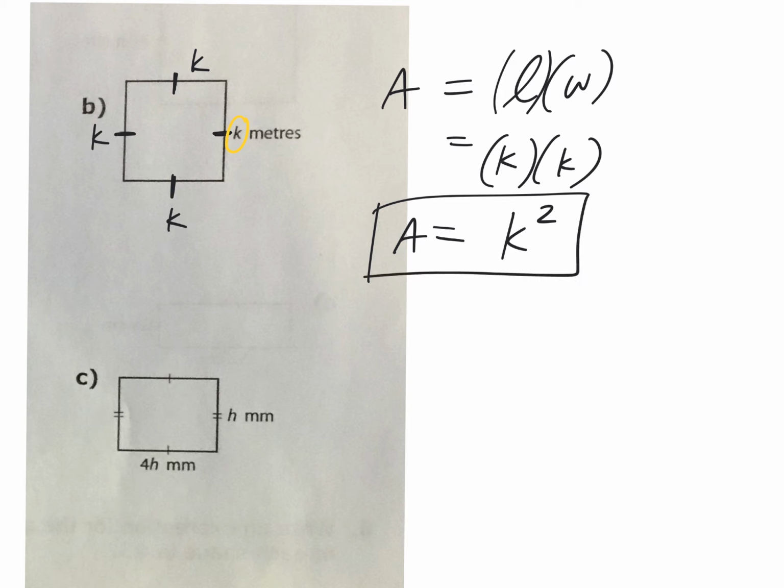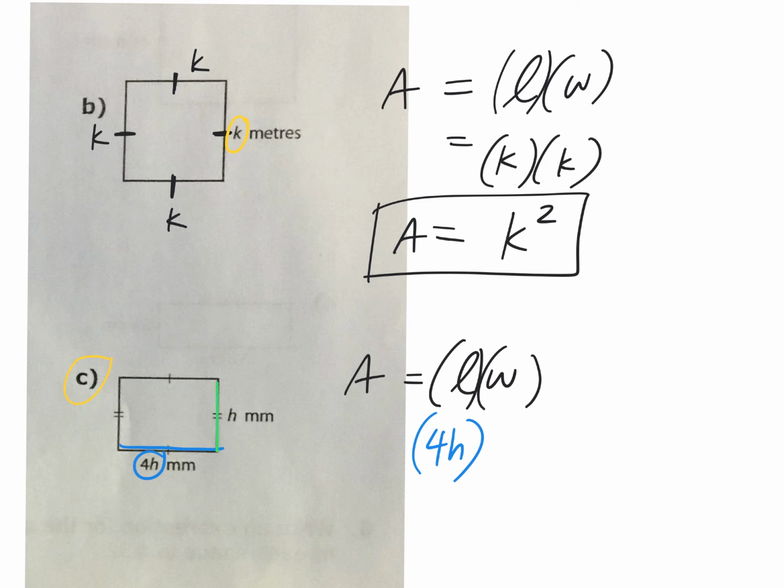And let's do C. Okay, so the area of a rectangle, again, is length times width. Right? Length times width. What is the length represented by? No, for C. The length is 4h, so fill that in, 4h. And the width is just h. So what is the simplified area? What's h times h? Good, so it would be 4h squared. That's your answer.